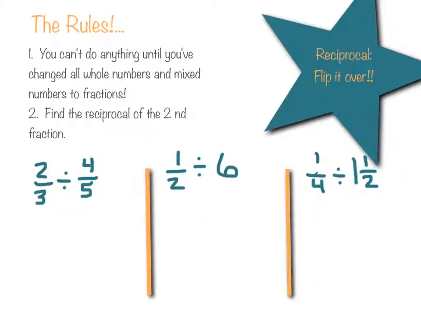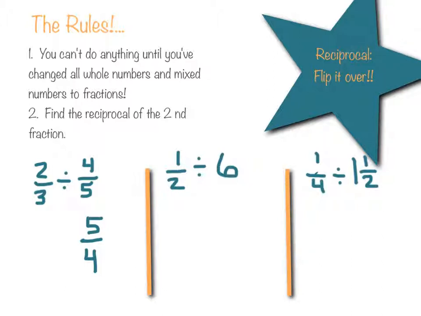The second step in dividing fractions is to find the reciprocal of the second fraction. The simple term for that means to flip it over. So here's a demonstration. If you have 2/3 divided by 4/5, 4/5 is your second fraction. We need to find the reciprocal, which means flip it over. So it becomes 5/4.